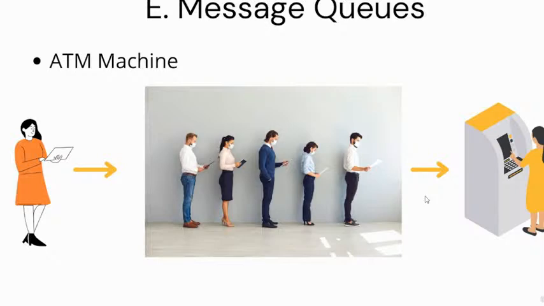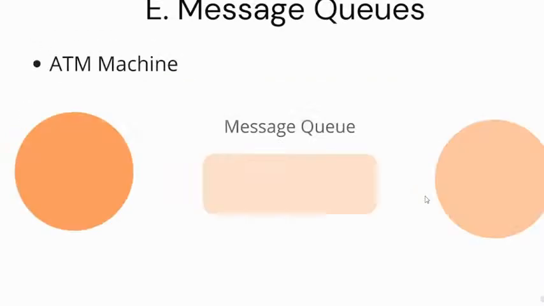Similarly, in the world of software services, what do you do when you have multiple software services running on the same server? And let's say one service needs to send a message to another service that is busy at the moment. You guessed it right. You add that message to the queue.